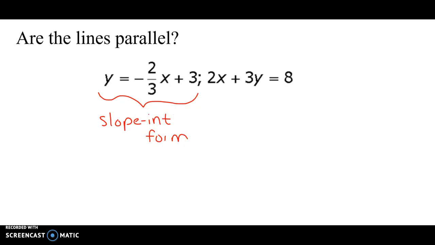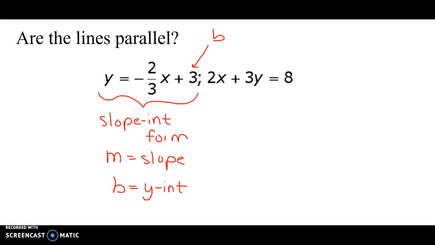And what does the coefficient of x tell us? Also known as the letter m. m is the slope. And the last number we refer to as b. What is b? The y-intercept. Hence the name slope-intercept form. It tells us the slope and the y-intercept.